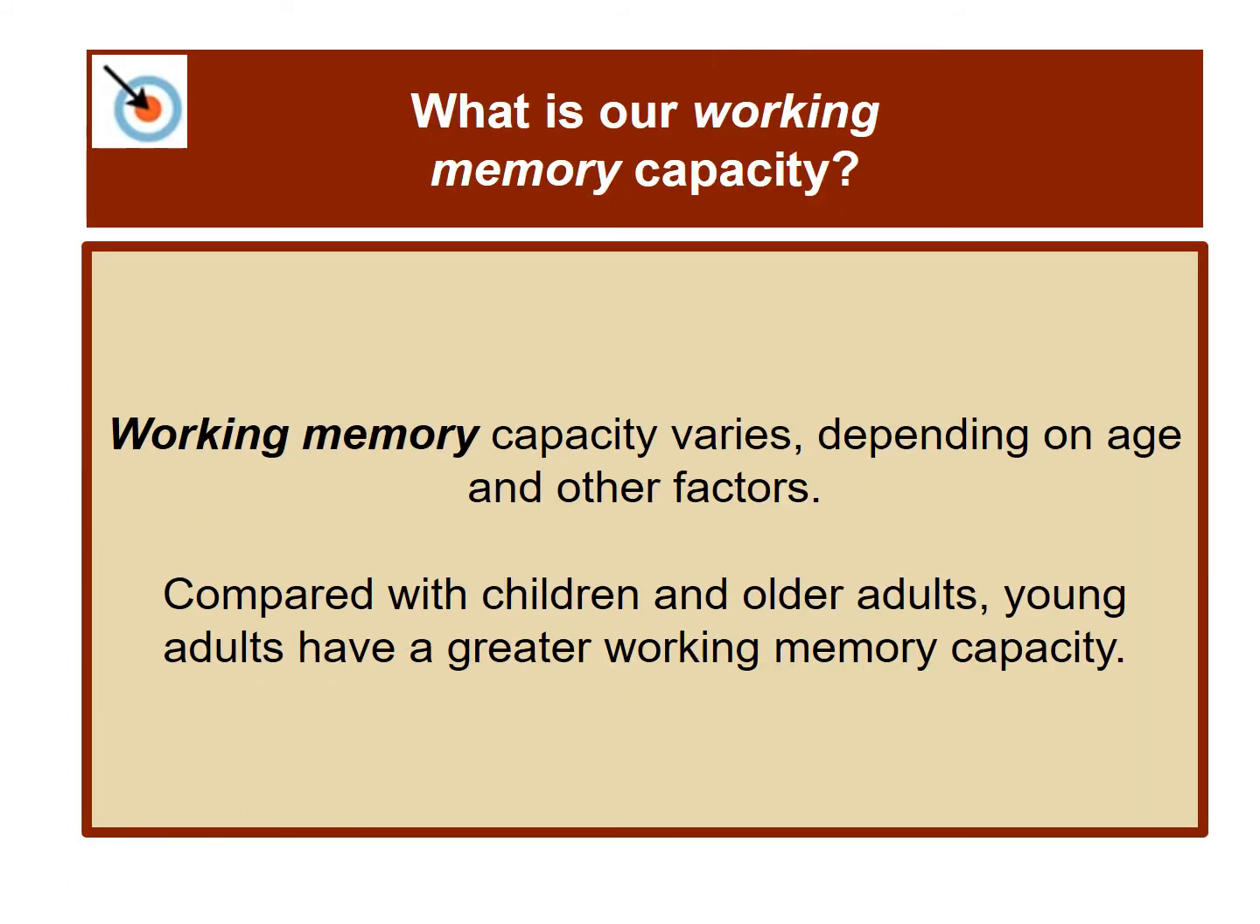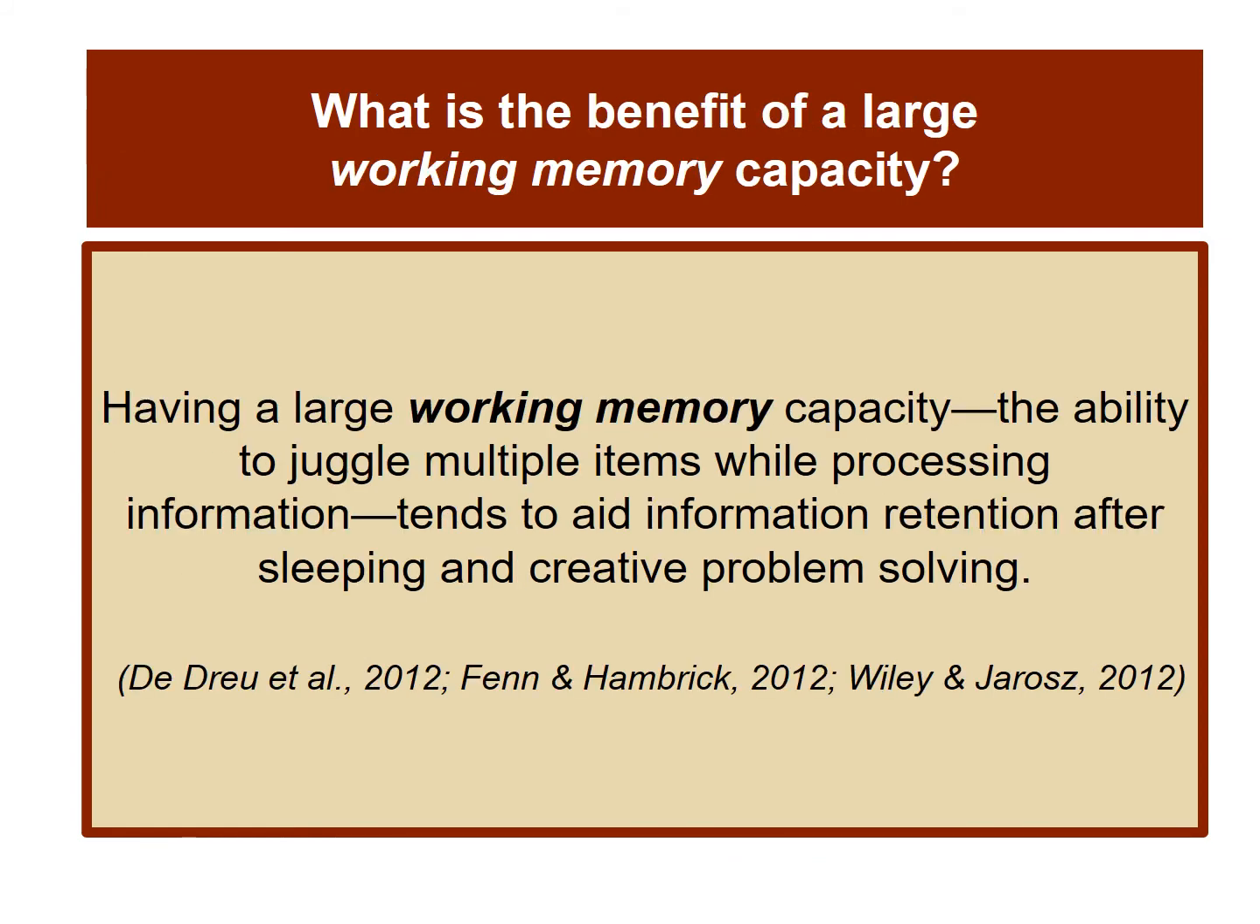What is our working memory capacity? Working memory capacity varies depending on age and other factors. Compared with children and other adults, young adults have a greater working memory capacity. What's the benefit of a large working memory capacity? Well, having a large working memory capacity means the ability to juggle multiple items while processing information. It tends to aid information retention after sleeping and creative problem solving.